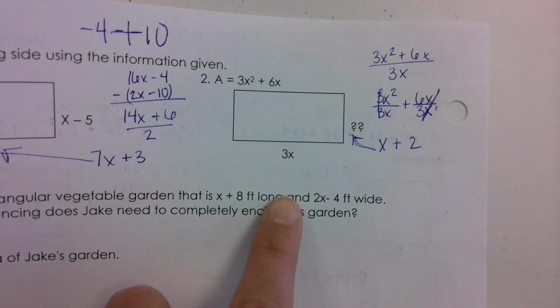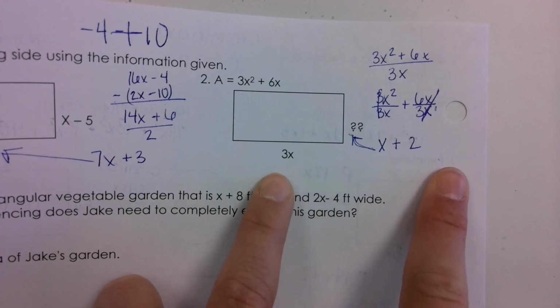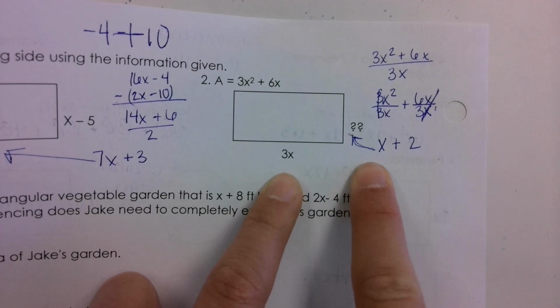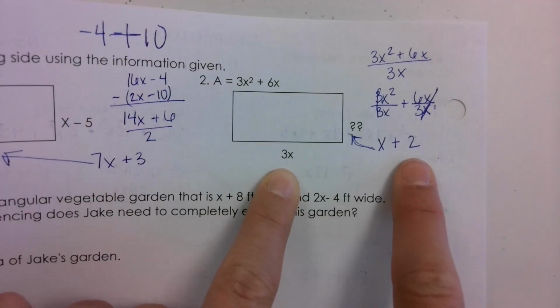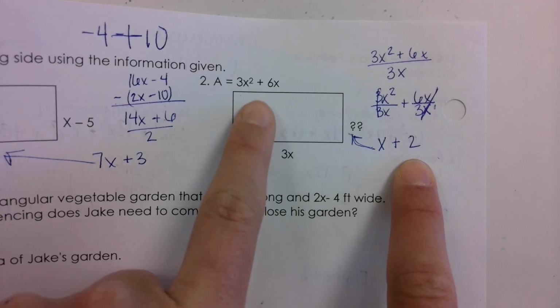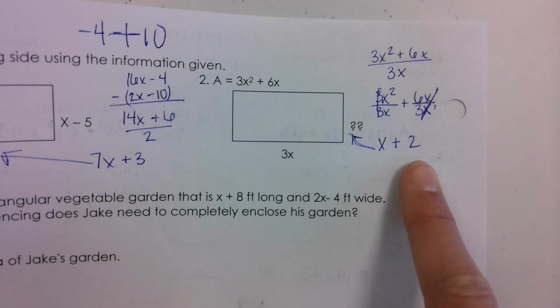Multiply out. So 3x times x plus 2. What is 3x times x? 3x squared. What is 3x times 2? 6x. So that checks out. So we're good to go. Is that all right? Questions?